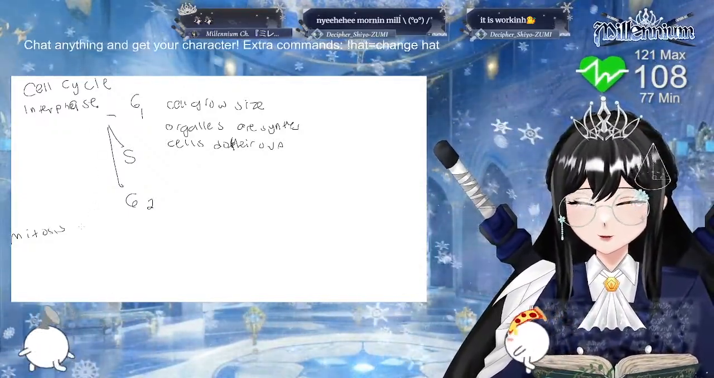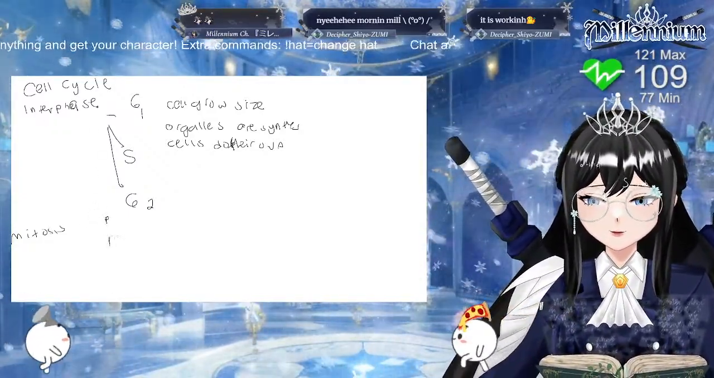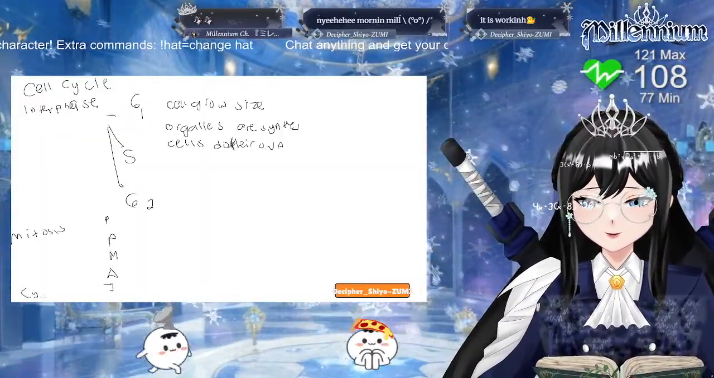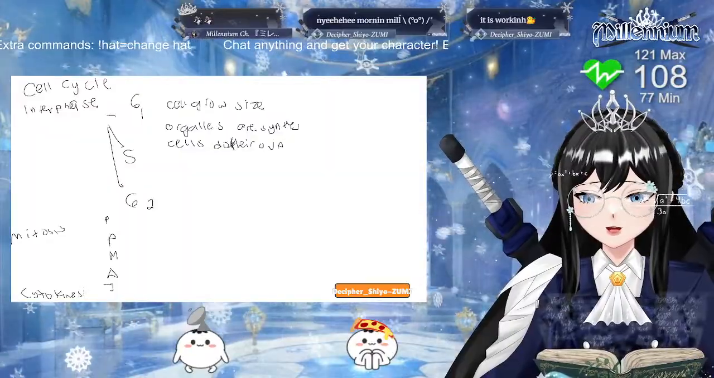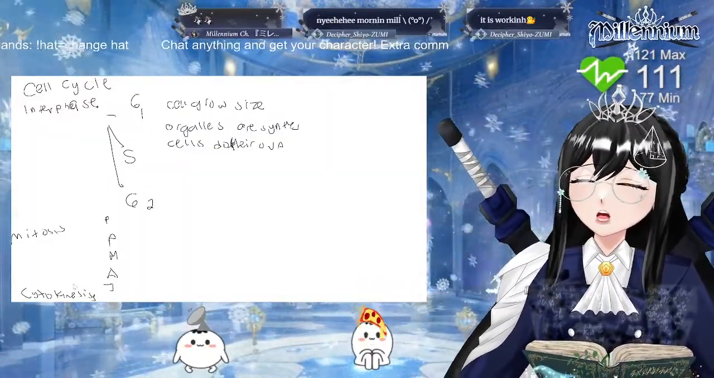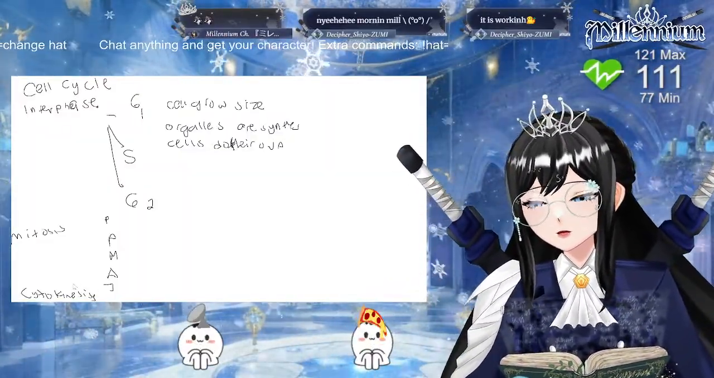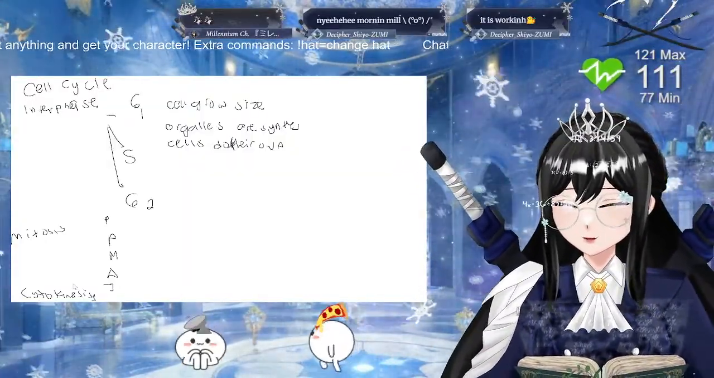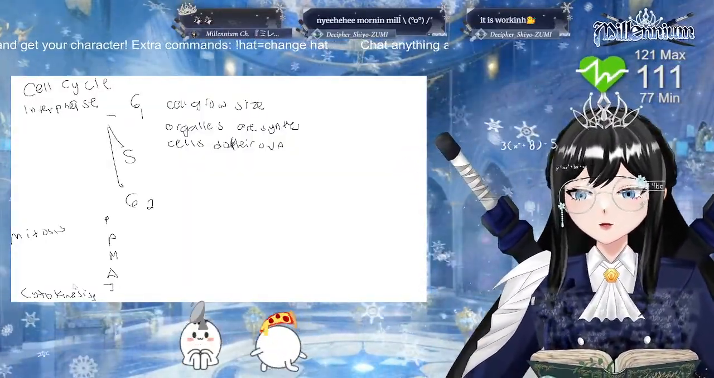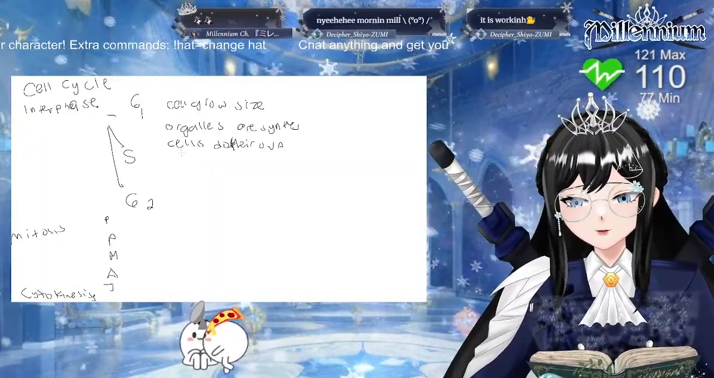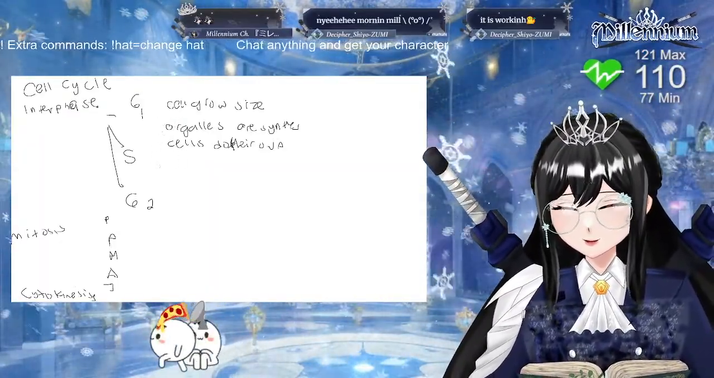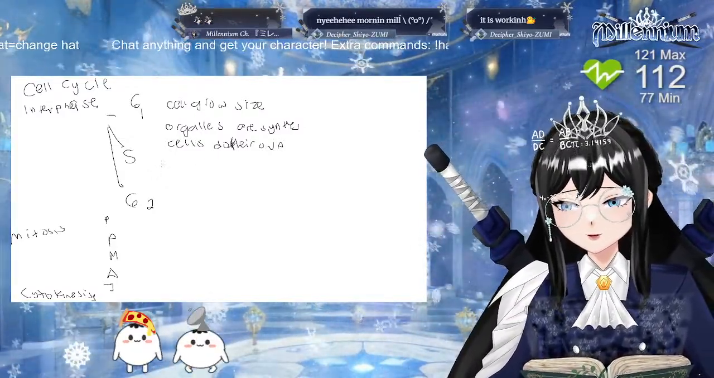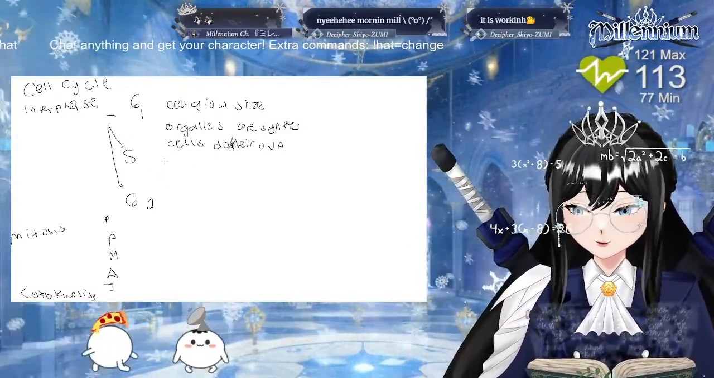So for mitosis, that one has PPMAT, and then there is cytokinesis. So again, cell cycle: G1, S, G2, mitosis will be PPMAT C: prophase, prometaphase, metaphase, anaphase, telophase, and cytokinesis. Organelles grow in size, synthesis. Oh, before that, you have your checkpoints, I'll just write them later.